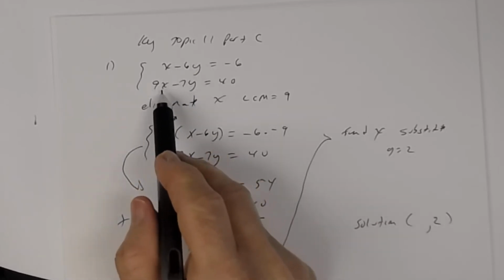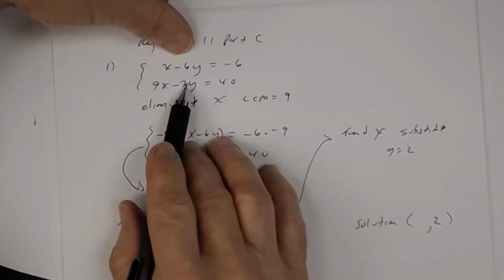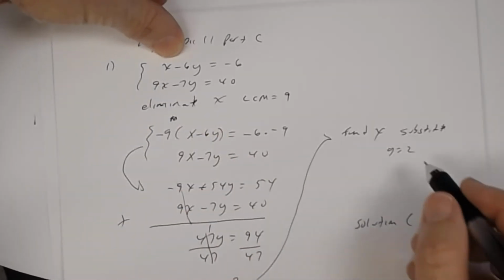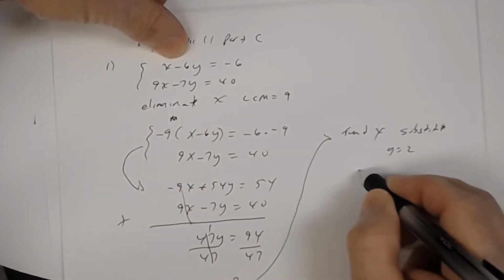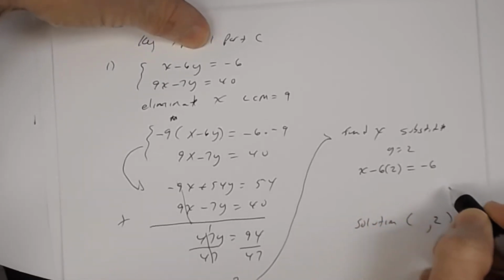Does not matter which one. I'm just going to go ahead and use the first one. So I'm going to substitute y equal 2 into the first equation. So we've got to solve for x. So I get x minus 6 times y, which is 2, equal negative 6.